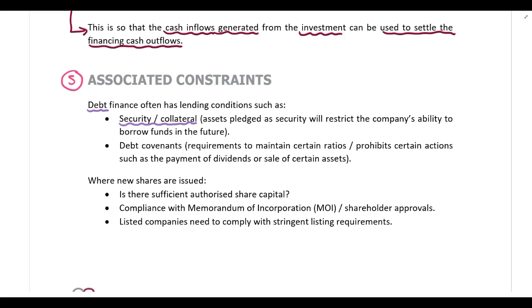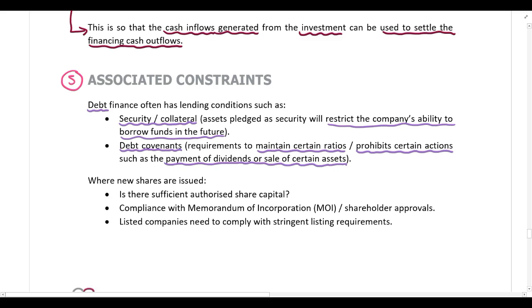But one of the problems of security is it will restrict the company's ability to borrow funds in the future, because if you've already given all of your assets as security, you won't have anything else to give as security for future finance. Then in addition to that, debt might come with covenants. Now, a debt covenant means there might just be requirements to maintain certain ratios. So they might have to meet certain profitability ratios, for example. Or debt covenants can also prohibit certain actions, such as the payment of dividends or the sale of certain assets.